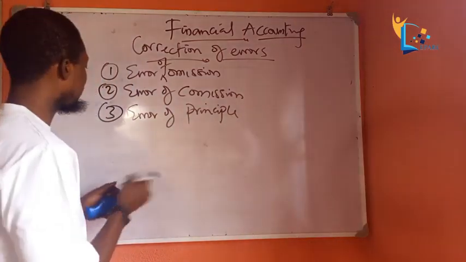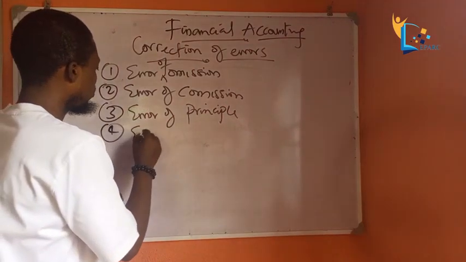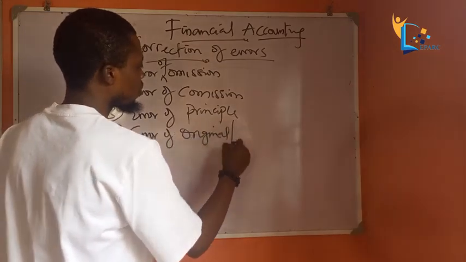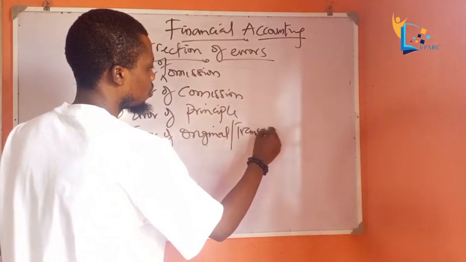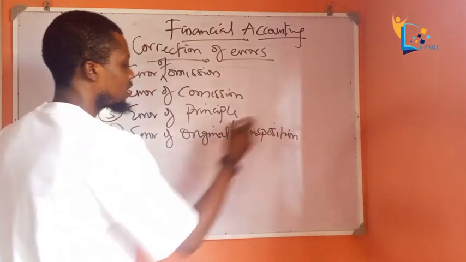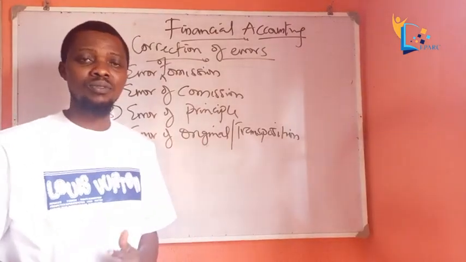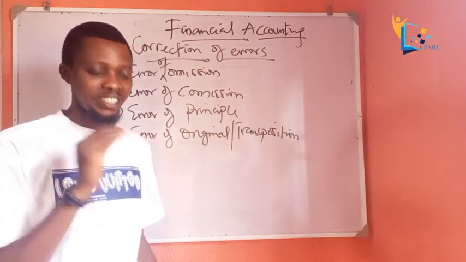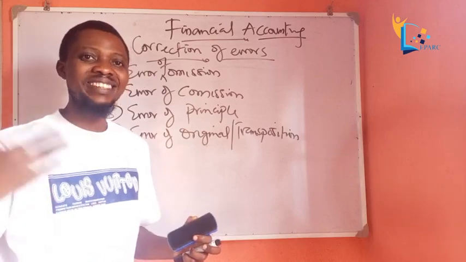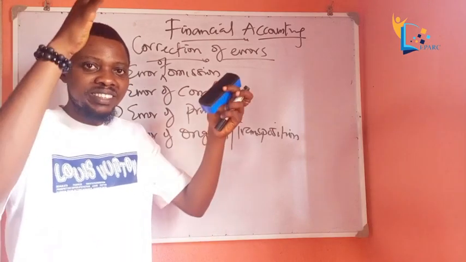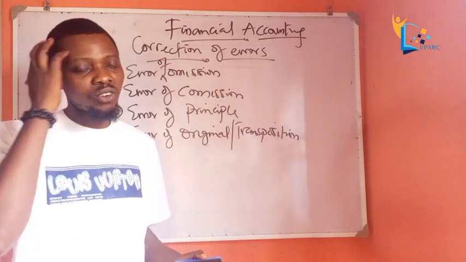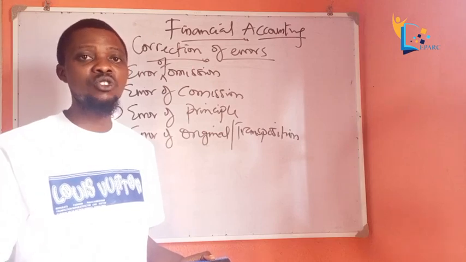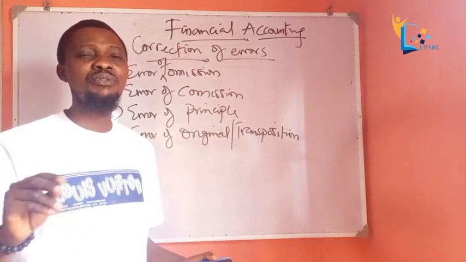Then we have number 4, error of original entry, sometimes called transposition error. This is when the right amount is wrongly entered in an account, and it is maintained like that to the end of the account. For instance, there's a transaction of sales of 515 naira.